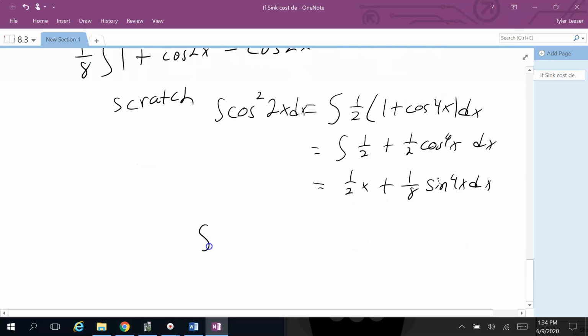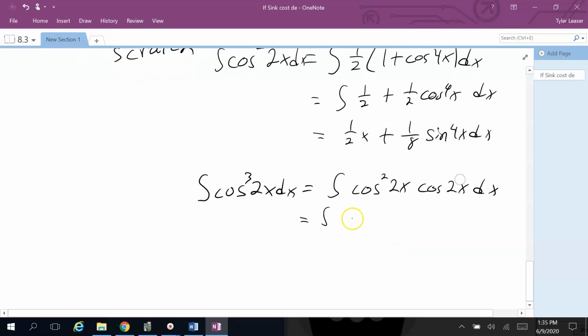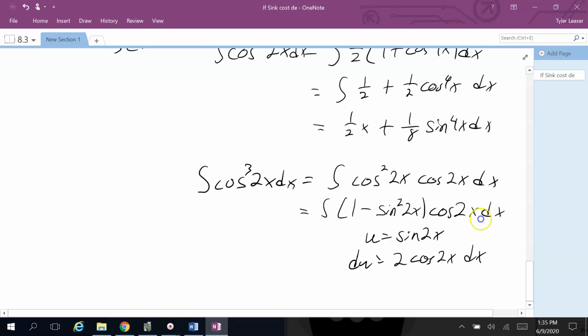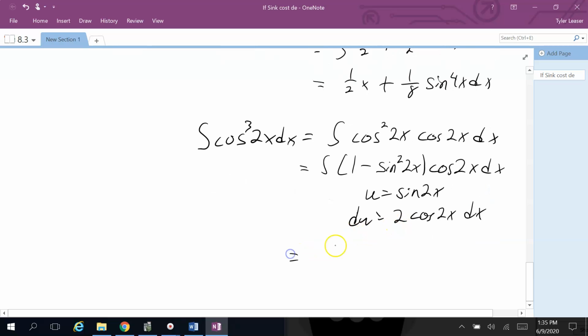Still in scratch paper, let's also look at the antiderivative for cosine cubed 2x. This one we're going to have to use the case 2 technique. We're going to pull one of those cosines out and rewrite the first one using the Pythagorean identity as 1 minus sine squared of 2x. And then we can do the u substitution. Let u be that sine 2x. Du would then be 2 cosine 2x. This 2 we would have to divide over, which means that we would have a 1/2.